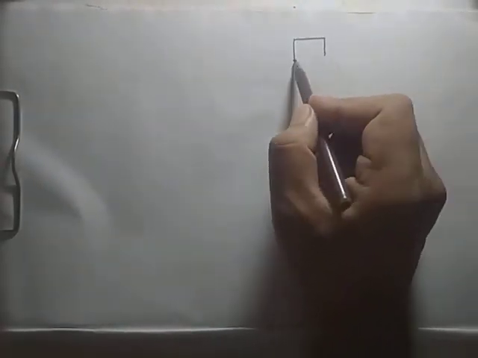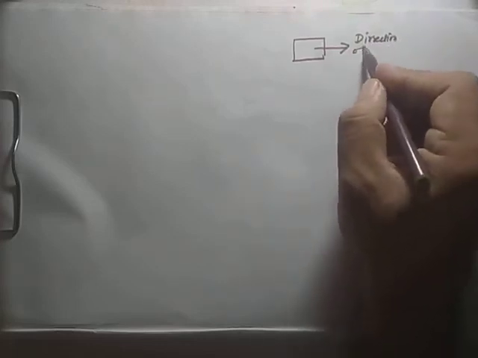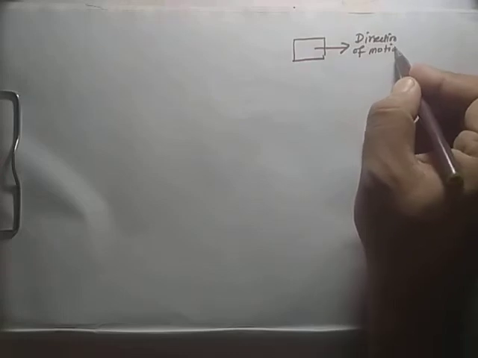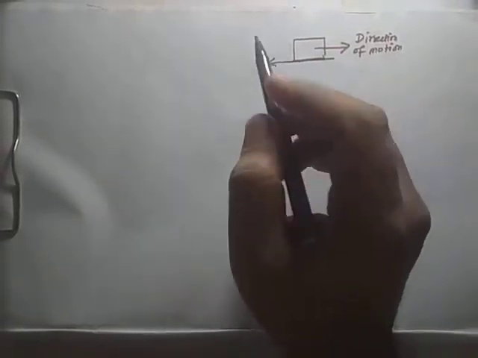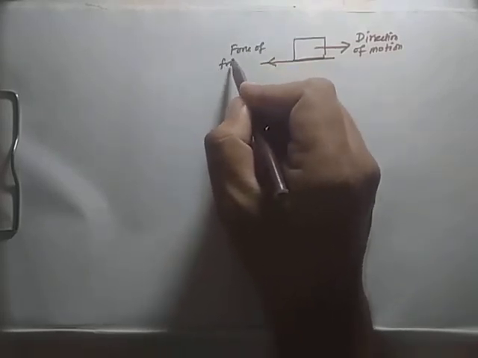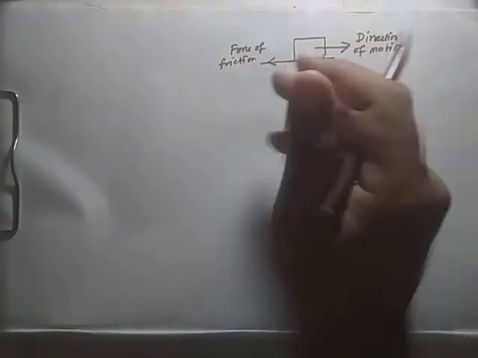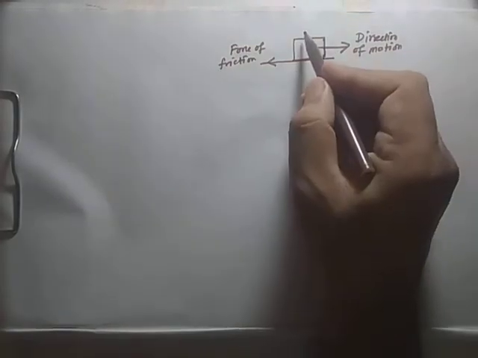Suppose here is one object and the object is going in this direction, that is the direction of motion. There is a surface and the friction will work in the opposite direction. The force of friction will be in the opposite direction. This is the object.